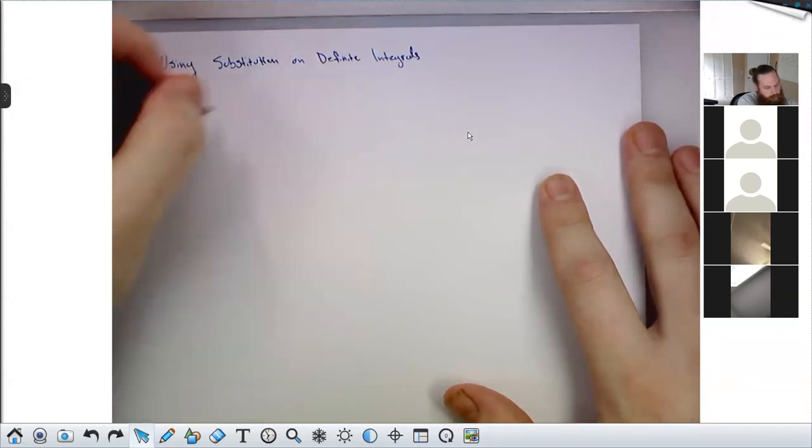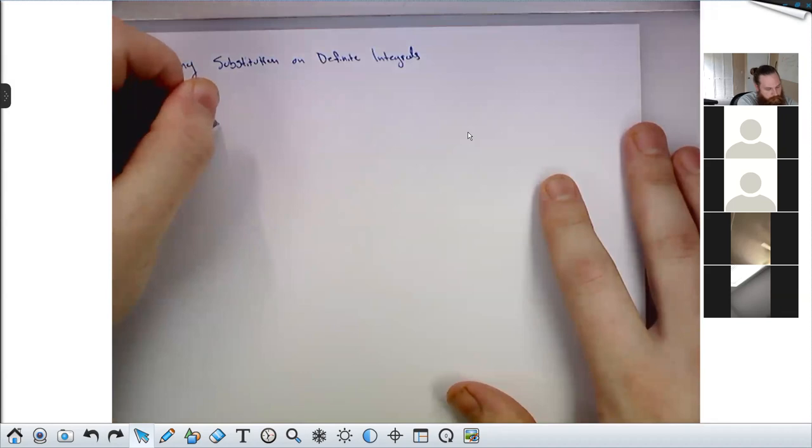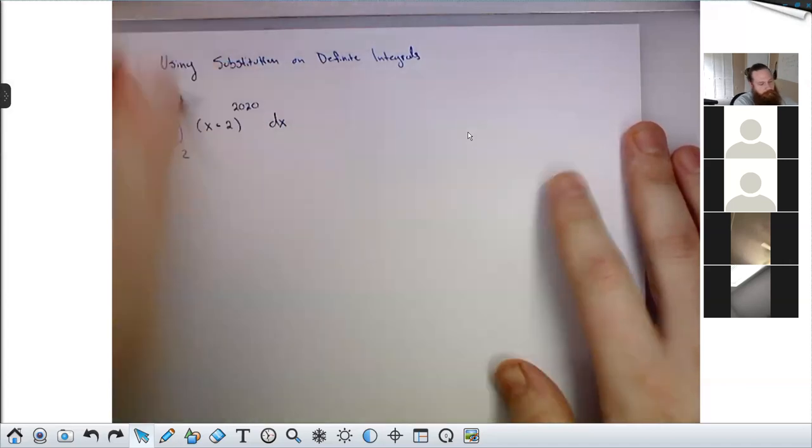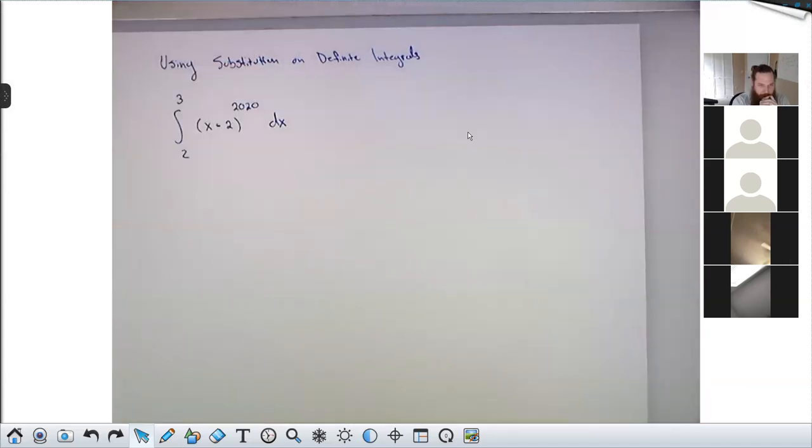Imagine I wanted to integrate x minus 2 raised to the 2020. And I want to do the integral from 2 to 3. Just to be clear, one of my options is to FOIL this out. Multiply x minus 2 by itself 2020 times. I'm not in the mood. I don't know about you guys, but I'm not in the mood to do that. Nobody should ever be in the mood to do that. It takes way too long.